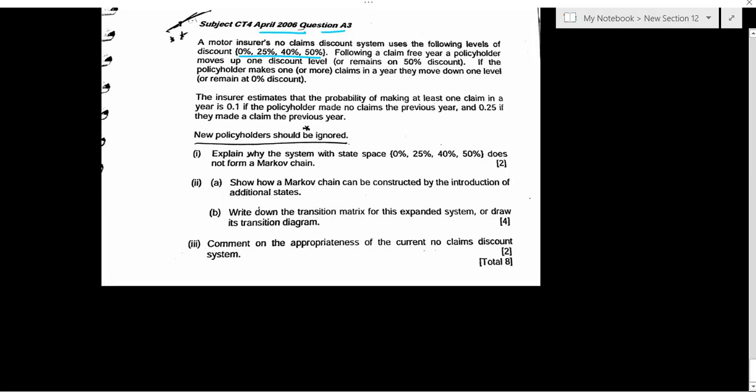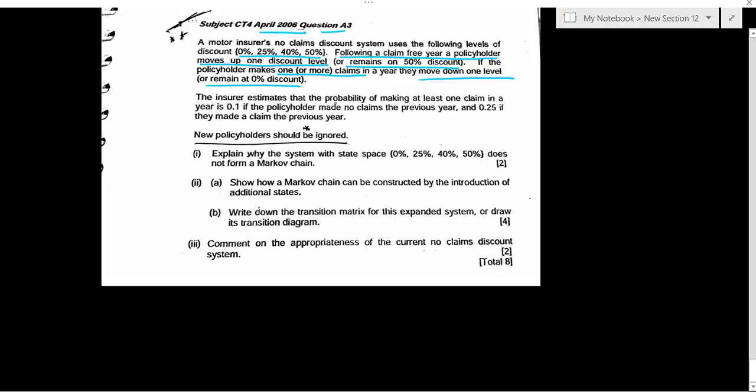Okay, and then you have got this condition here that following a claim free year, a policyholder moves up one discount level or remains at 50% discount. Okay, so if there is no claim, the policyholder moves up, but to a maximum of 50% discount level. If the policyholder makes one or more claims in a year, they move down one level or remain at 0% discount. Okay, so basically what they're telling us is that there are 4 discount slabs, and if you make a claim, you move down. If you do not make a claim, you move up.